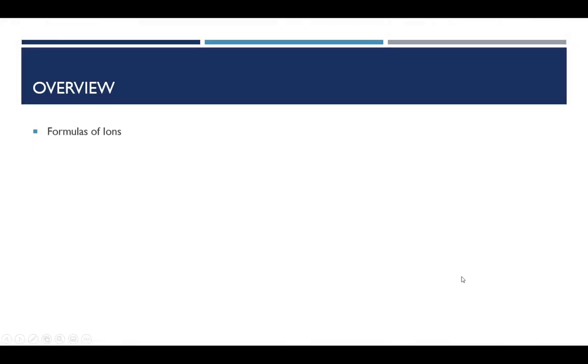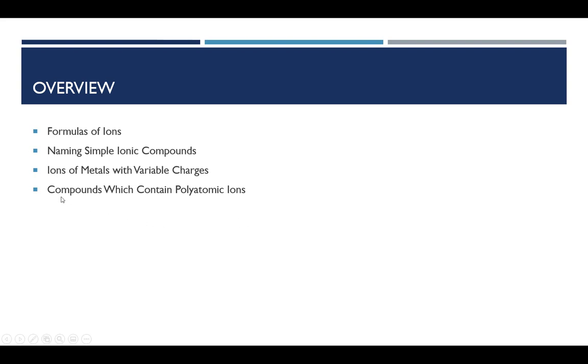This experiment covers many topics, and it largely is going to focus on ions and ionic compounds. So first of all, by looking at the formulas of the ions, naming the simple ionic compounds, looking at ions that have metals with variable charges, and then adding to that the compounds which have polyatomic ions. Then we will move to molecular compounds, which are compounds that can contain covalent bonds. And then finally we will look at electron dot formulas and shapes, also known as Lewis structures.